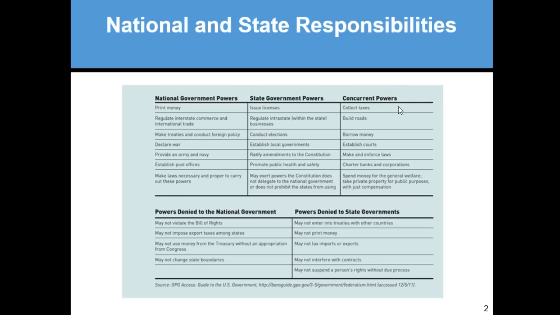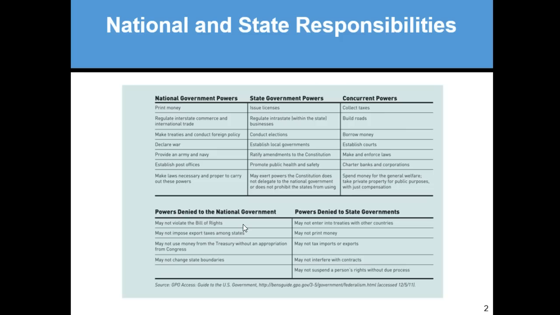Concurrent powers. Both the national and the state governments have the power to collect taxes. They have the power to build roads. They have the power to borrow money. They have the power to establish court systems, to make and enforce laws, to charter banks and corporations to practice within the state or at the national level, and to spend money for the general welfare, to take private property for public purpose, and to give just compensation for that property. That's the one requirement in the Fifth Amendment.